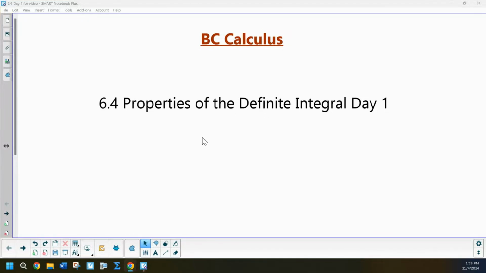Hi everyone. Today's lesson is on properties of the definite integral. We'll be spending 2 days on this topic, so look at your calendar.